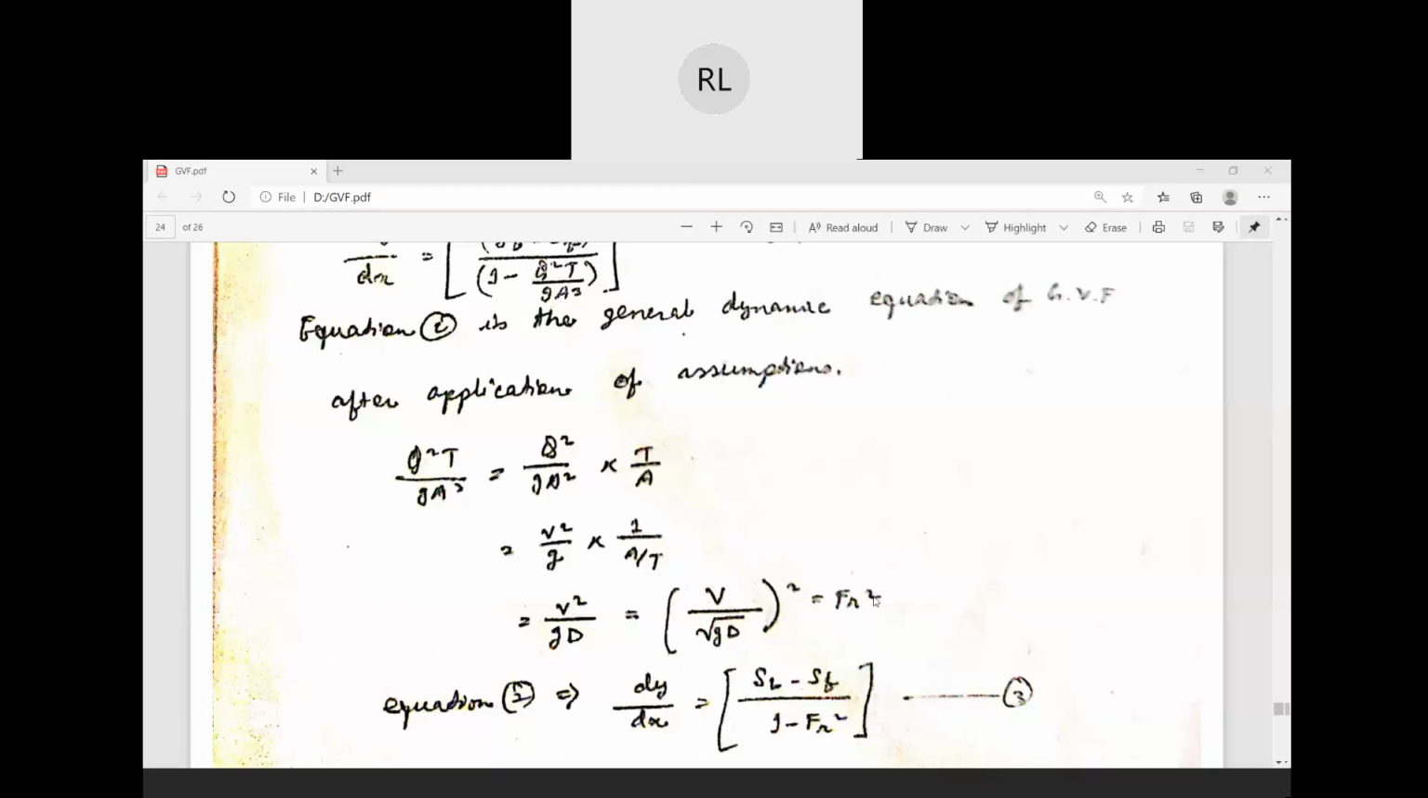So here again you can write Froude number, g square by gd. Here you can write V by root over gd whole square. This is nothing but our Froude number square. So in place of this Q square T by gA cube, you can write Fr square.